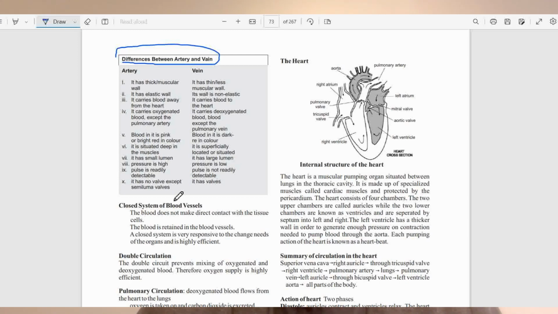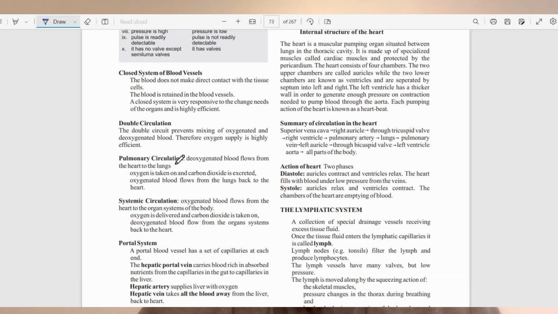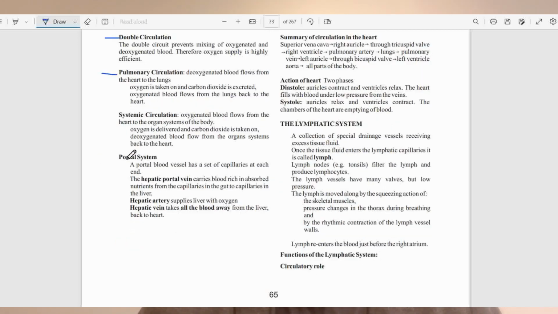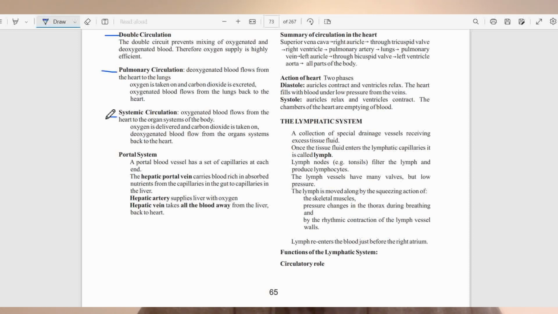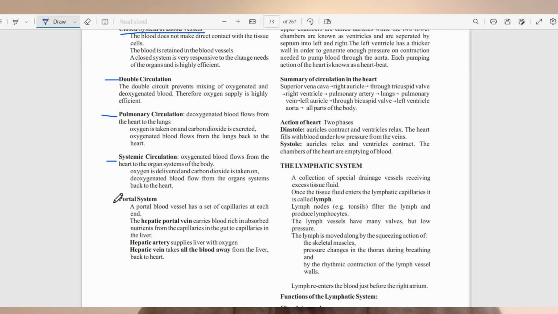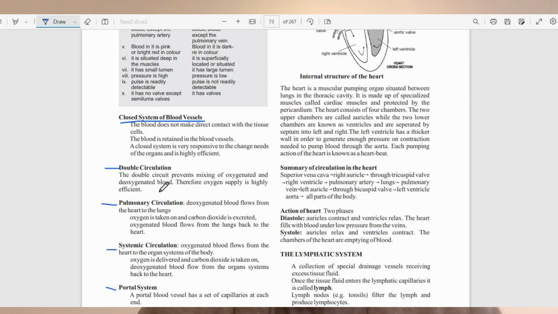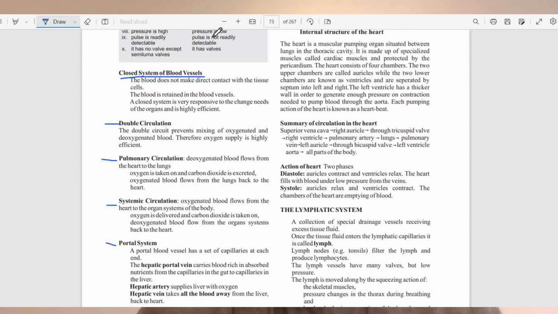So learn the differences and also other key concepts such as what a closed system of blood vessels is, where the blood does not make contact with the tissue cells. Another concept would be the concept of double circulation, and also the concept of pulmonary circulation, the concept of systemic circulation, and the concept of the portal system. I'll quickly give a summary of these various concepts.